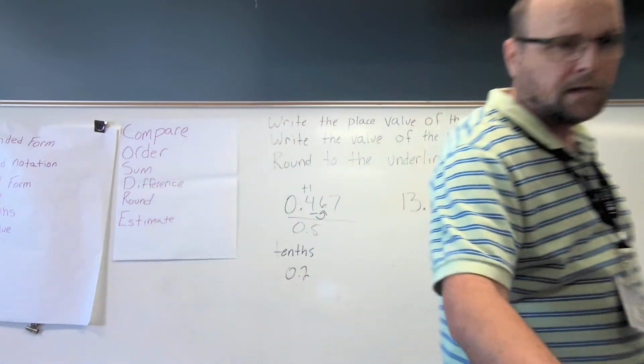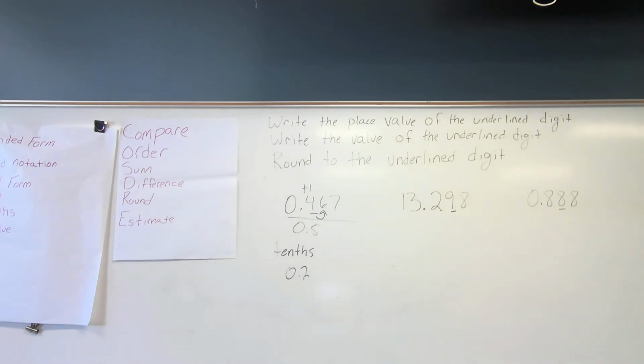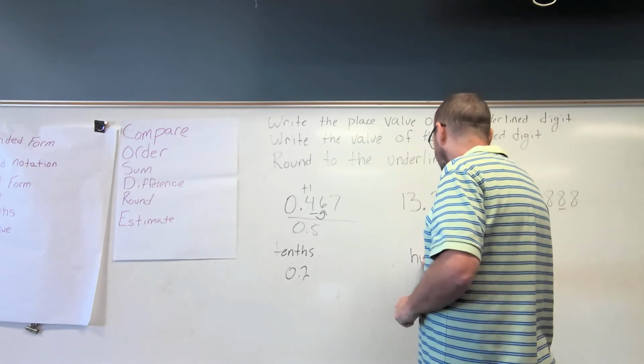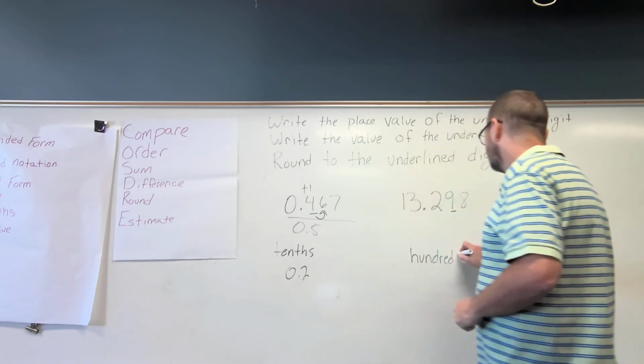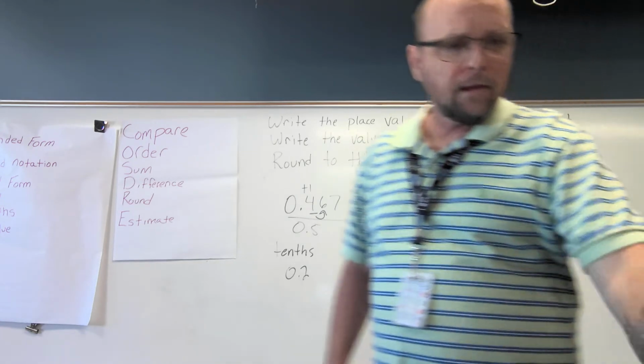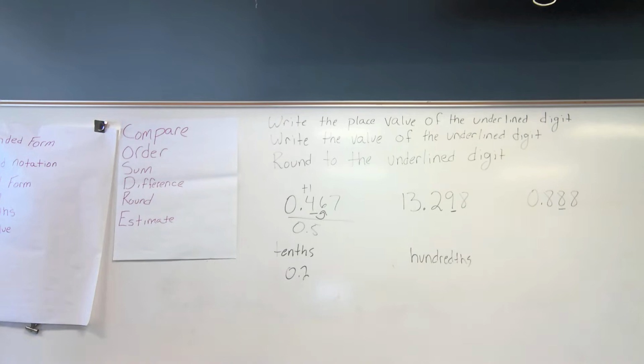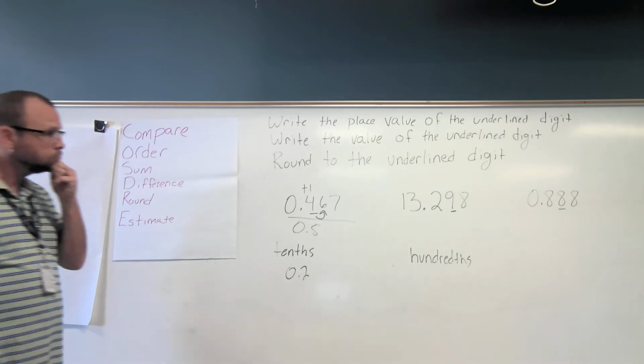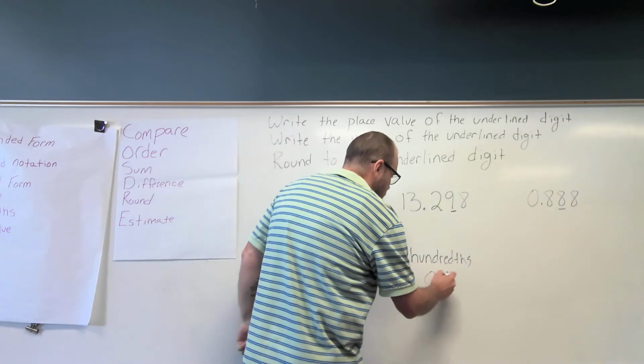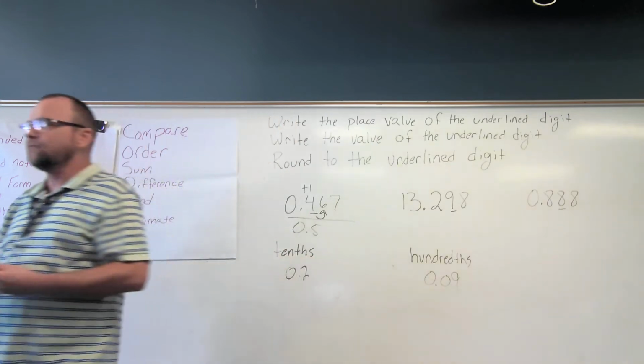All right, let's look at the next. Kaylee, what is the place value that is underlined? Hundredths. And Jalen, what is the value of the underlined number? 0 and 900ths. Good. 0 and 900ths is the value.